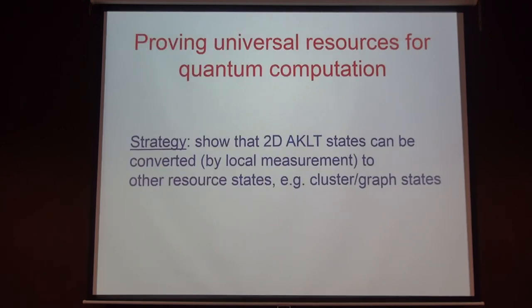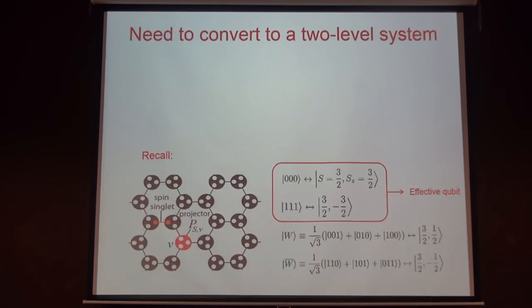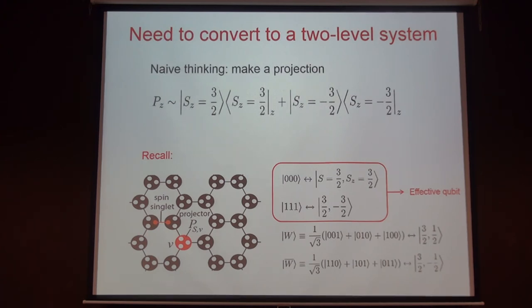So I want to give you a flavor of how we understand that these AKLT states can be useful for quantum computation. The way to do that is I want to design a local measurement so that I can convert the 2D AKLT state to, for example, a cluster state. If I can demonstrate that, then I just need to follow up with the scheme used in cluster state quantum computation. Okay, so how do I convert a spin 3/2 or 4-level system to a 2-level system?